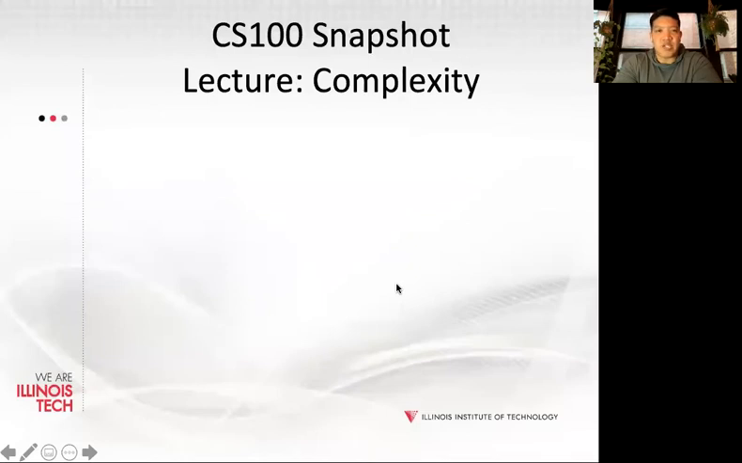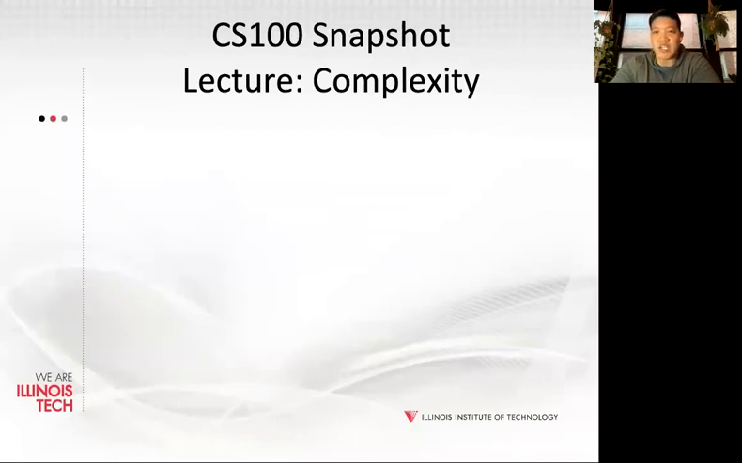So one of the lectures that I give in CS 100 has to do with complexity. Complexity is a huge topic. The word itself, complexity, basically means that we've just got a bunch of different things that we're thinking about or considering, right? And probably, since this is a CS class, we're talking about some sort of software system, okay?